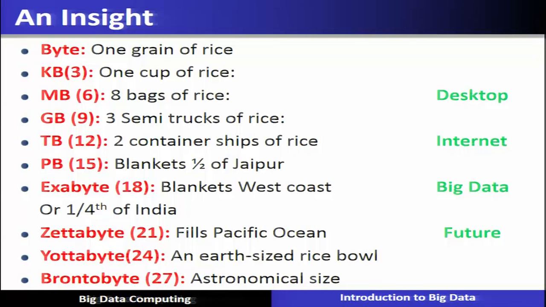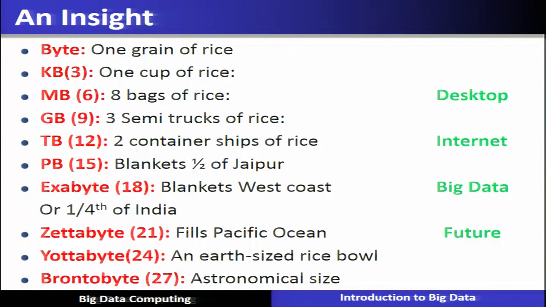Similarly, keep on extending: zettabyte becomes yottabyte, that is 10 to the power 24, which becomes an earth-size rice bowl, and beyond that it is a brontobyte, that is 10 to the power 27, which becomes an astronomical size of data. So we are moving towards this kind of huge volume of data, which is of astronomical size. How to handle this kind of data is called big data computation, and we are going to see these intricacies in this part of the course.